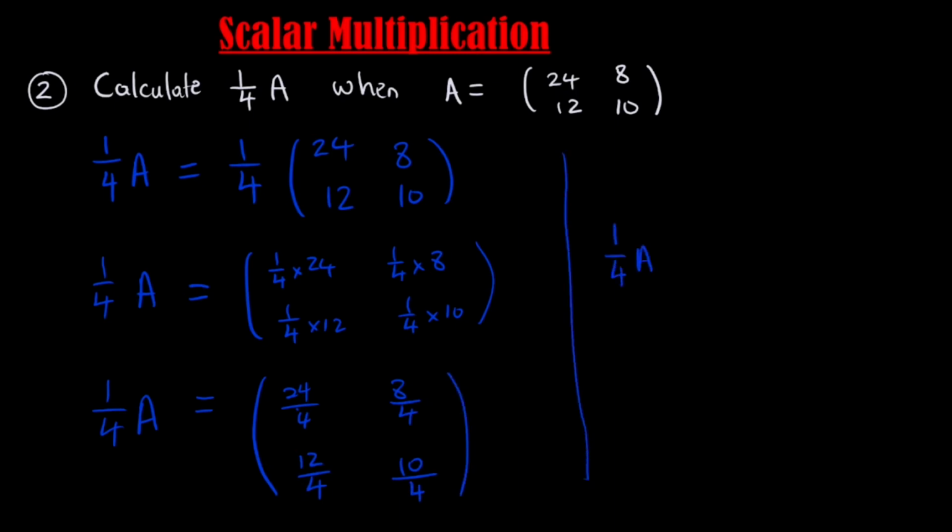So a quarter A is equal to, so 24 divided by 4 will give us 6. 4 into 12 goes 3 times. 4 into 8, 2. And 4 into 10 goes 2.5, or 2.5. So there we go. So the scalar multiplication of a quarter A is this matrix right here.